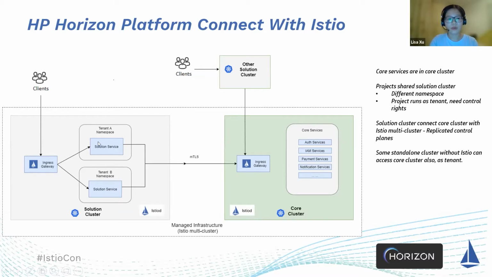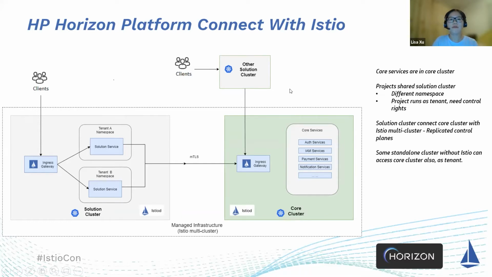If a solution service wants to consume our core service, it goes through mutual TLS, and we set up the solution cluster and the core cluster through Istio multi-cluster using a remote control plane. If some solution clusters are hosted by the solutions themselves and not running on our managed infrastructure, they can still consume our core service through this channel directly.